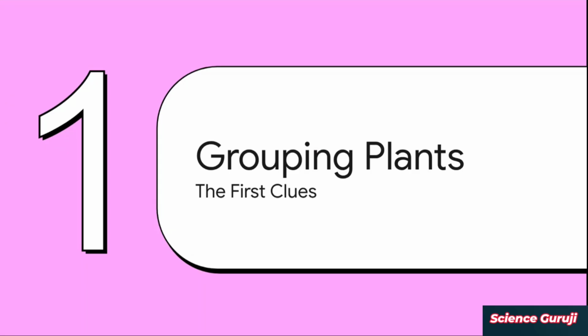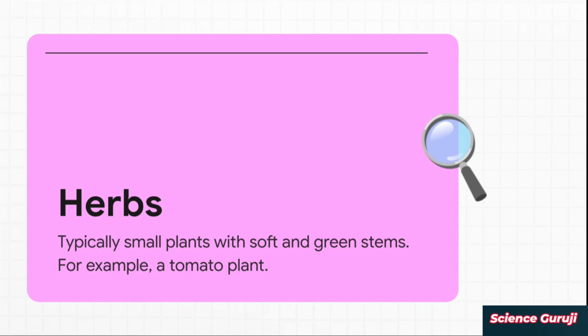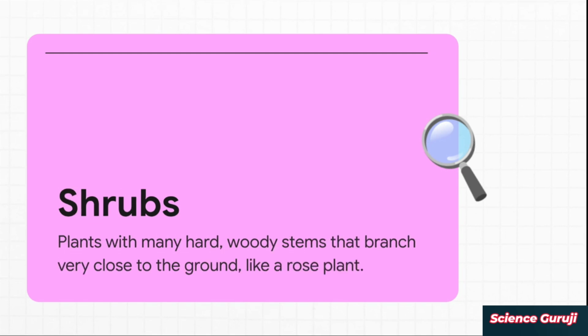All right, let's put on our detective hats and start with plants. A really easy way to begin is just by looking at their stems and how tall they are. First up, we've got herbs. These are your small plants, and their stems are soft and green, just like a classic tomato plant. Next are shrubs. Now these guys are medium-sized. The big clue for a shrub is its many hard, woody stems that start branching out really close to the ground. Think of a rose bush.